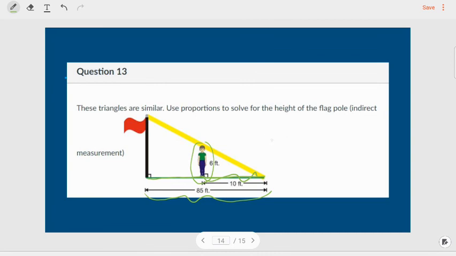Two fractions, big and little. And first off, let's identify what we're trying to solve for. We're trying to solve for the flagpole height. So x goes on the top for big. Okay, what is the matching corresponding thing on the little triangle? Well, the height of the little boy. So 6 is equal to, what's the length of the shadow on the big triangle? 85. What's the length of the shadow on the little triangle? 10. And I cross multiply.